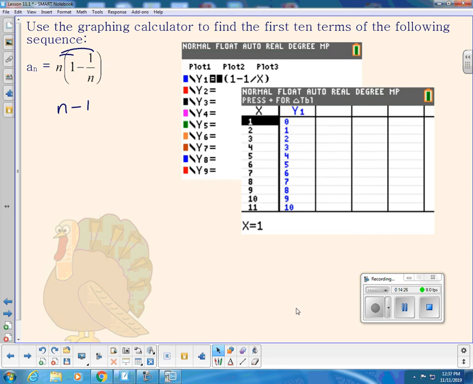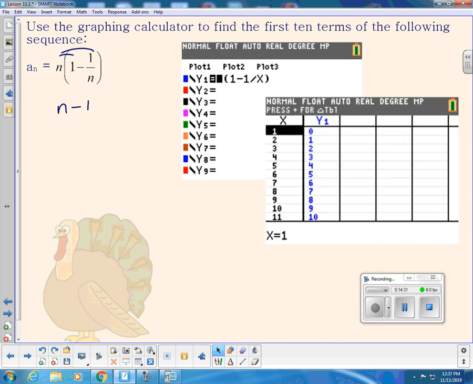All right. So it's a really easy sequence, actually. It's just n minus 1. But it looks more complicated because we didn't distribute it.